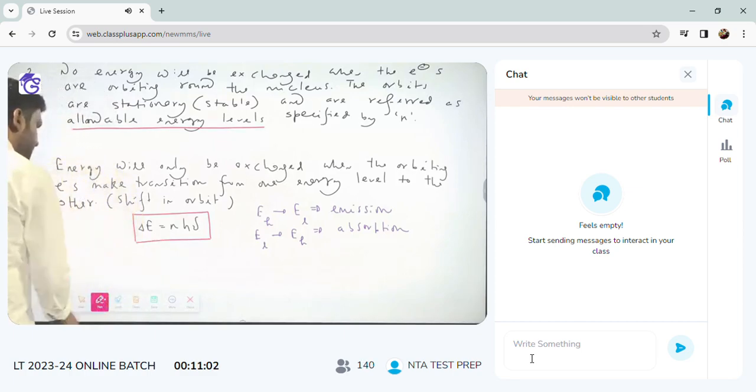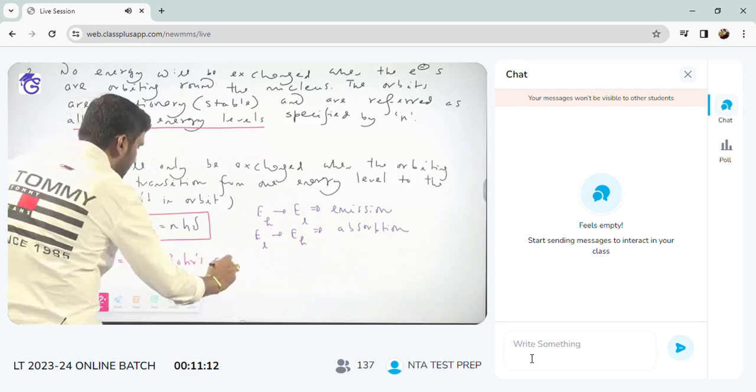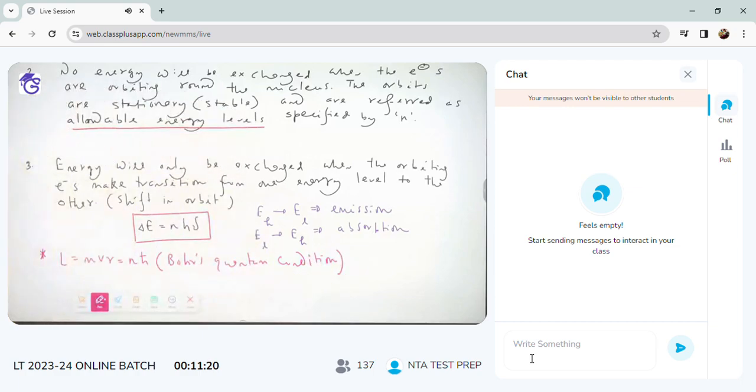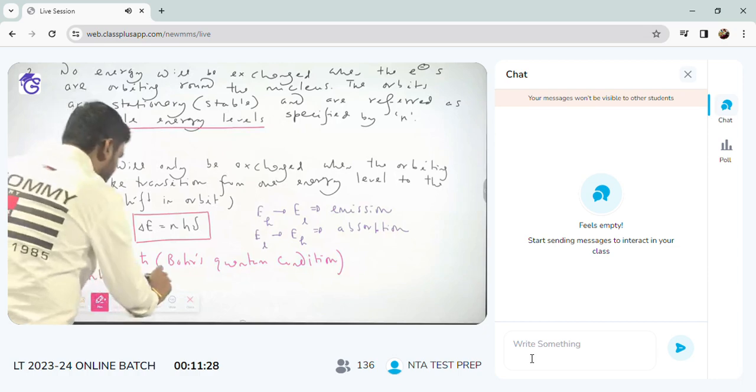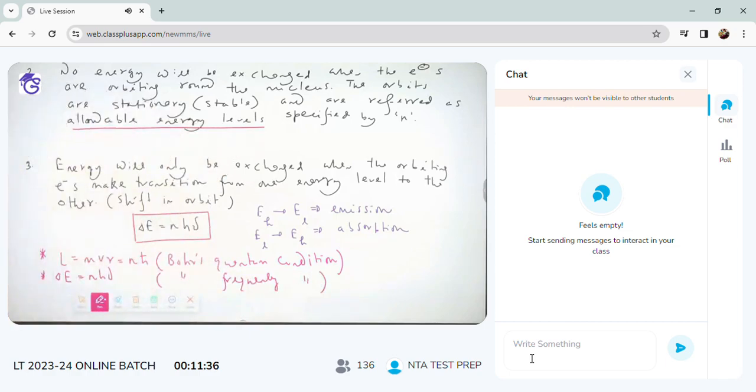Two more points to remember. Two quick points. First point is L, that is equal to mvr, is equal to n h cut. This is known as Bohr's quantum condition. And the second point, delta E is equal to nh nu, is known as Bohr's frequency condition. So L is equal to mvr is equal to n h cut is called Bohr's quantum condition, and delta E is equal to nh nu is called Bohr's frequency condition. Very simple, rudimentary, fundamental things these are. Probably we have been studying all these things from class 10 onwards. Clear for everyone? We can move on now.